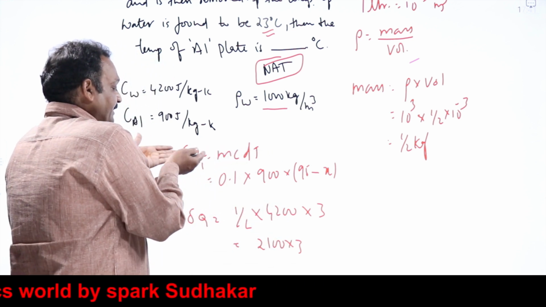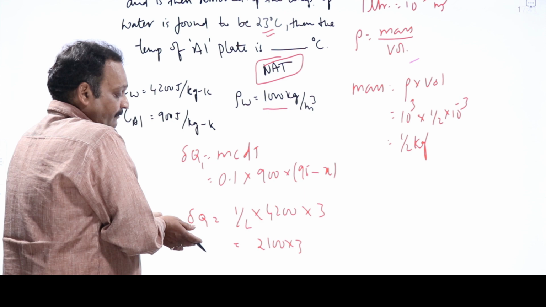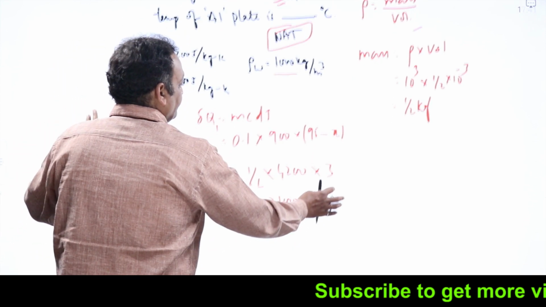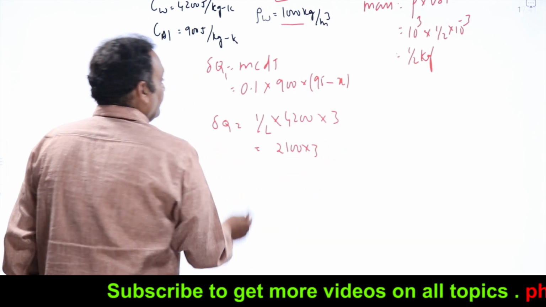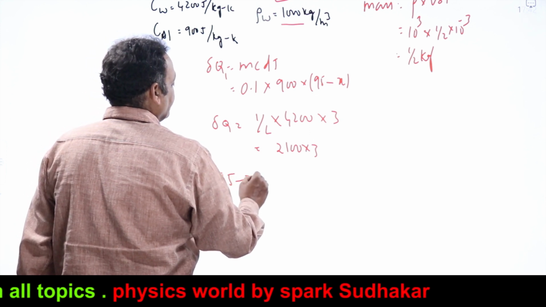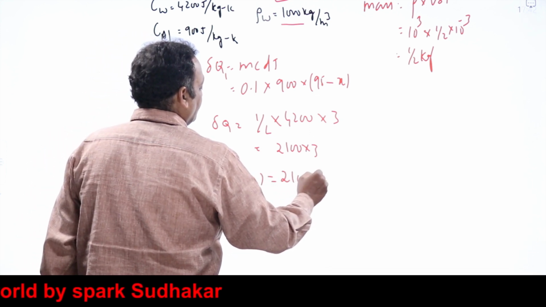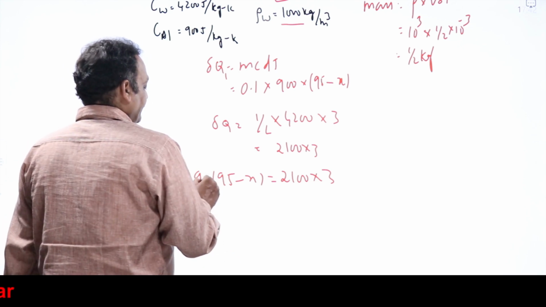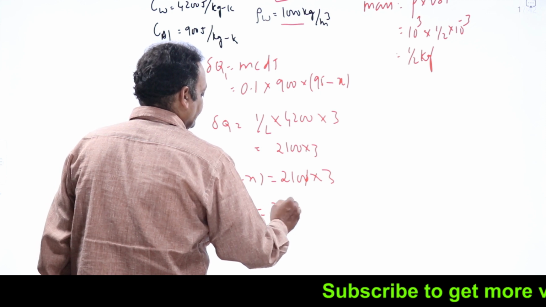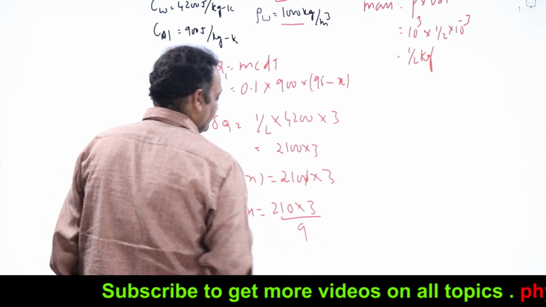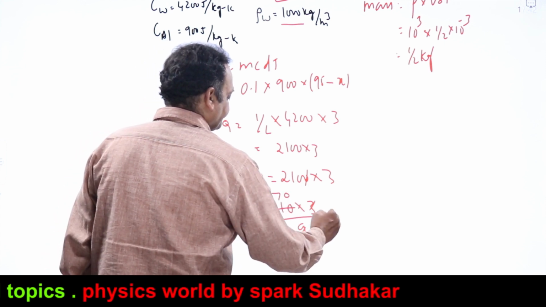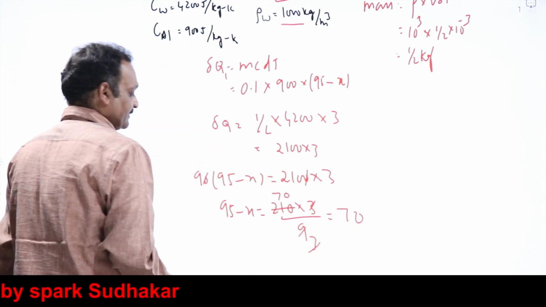This must be equal, because heat lost by aluminium is equal to heat gained by the water. I'll equate these two things to find the value of x. That is, 0.1 into 900 is 90, into 95 minus x, is equal to 2100 into 3. The 10 gets cancelled, so 95 minus x is equal to 210 into 3 by 9. This is nothing but 3 3s are 70. So 95 minus x is equal to 70, right?